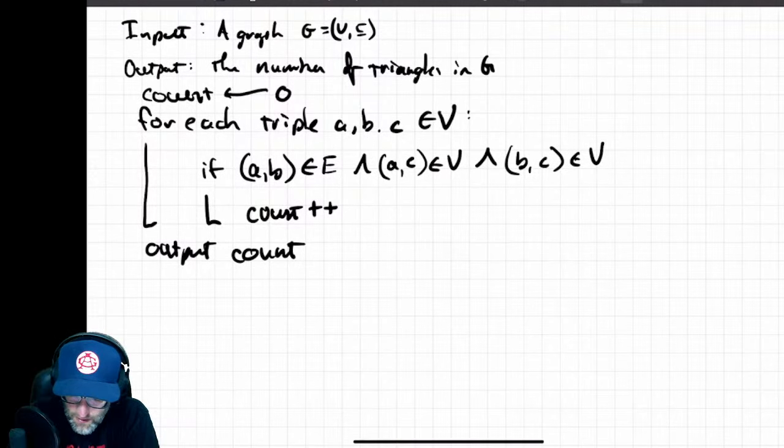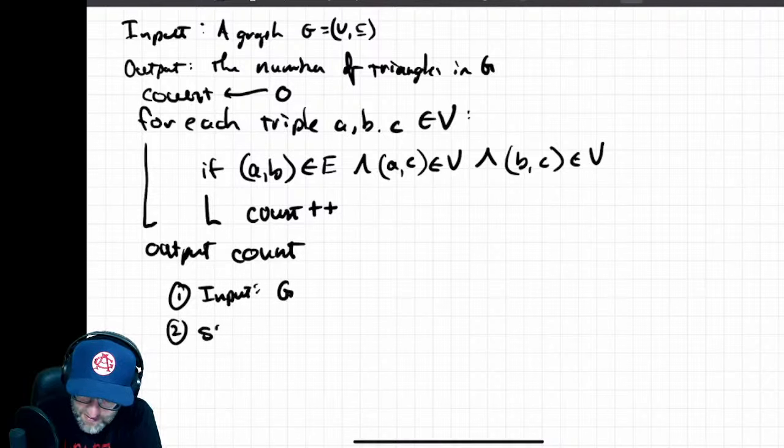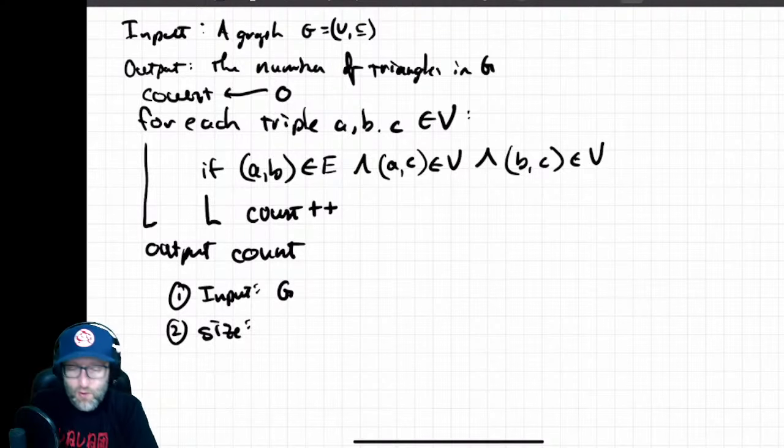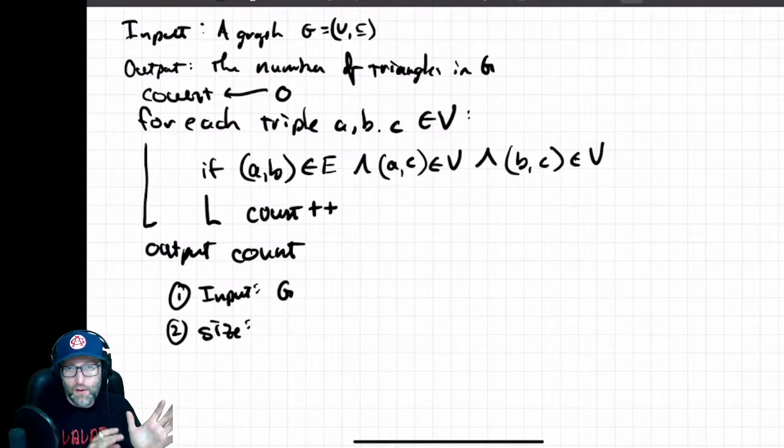Okay? Here's the analysis. 1, what's the input? It's going to be the graph G. 2, what's the size of the input? Now, with graph algorithms, you have both a vertex set and an edge set. And both of those things together are the input, yes. But it's really, really helpful if you can focus on one or the other. The size of the vertex set or the size of the edge set.